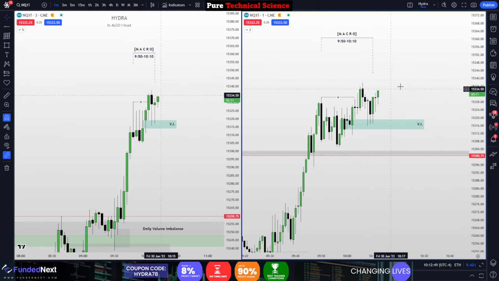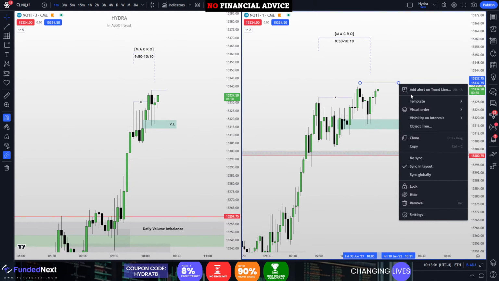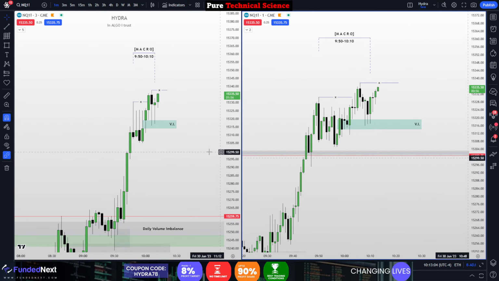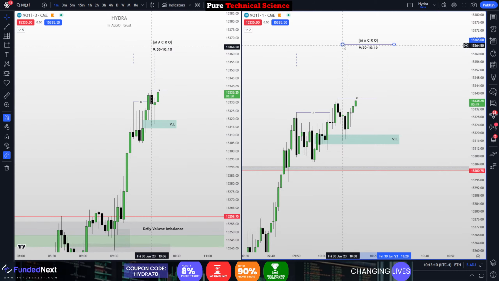Let's see if price gives another setup. If price is not presenting a setup inside the silver bullet, 10:50 to 11:10, then I'm going to be done for this week. So our 9:50 to 10:10 macro is over. We are trading inside of our silver bullet.